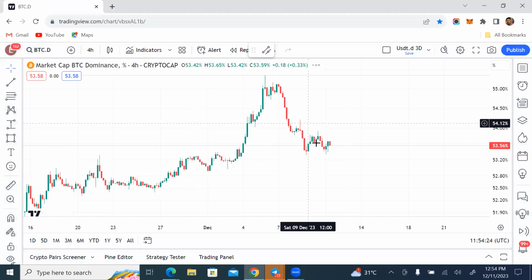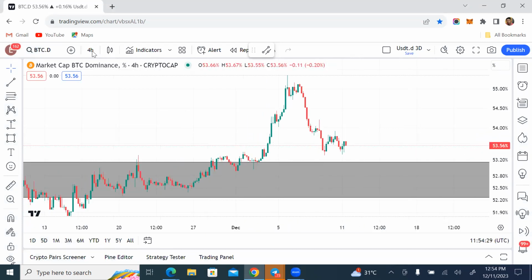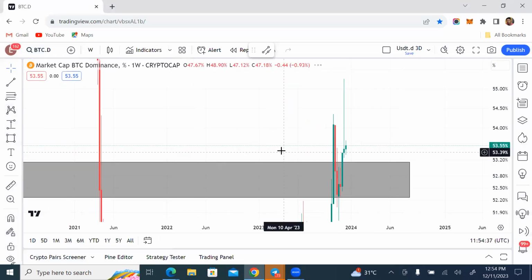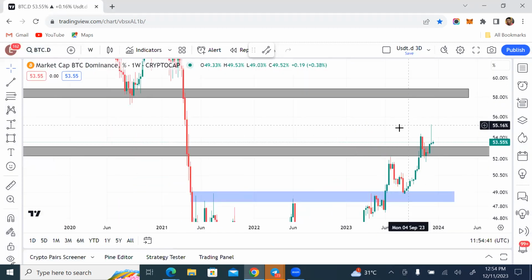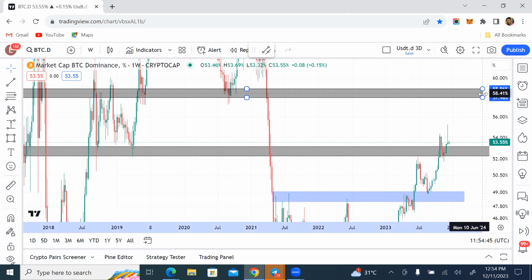All right. So BTC.D, that's BTC dominance. Now, I want to go to the weekly time frame first of all, to see what exactly I have plotted out. Very simple. Now, this is what the weekly time frame is saying.